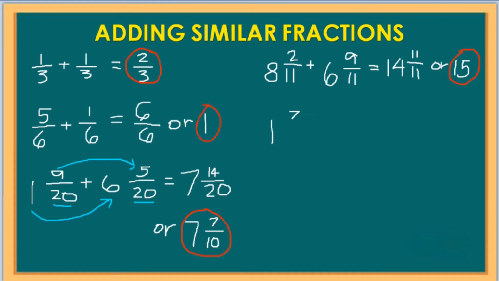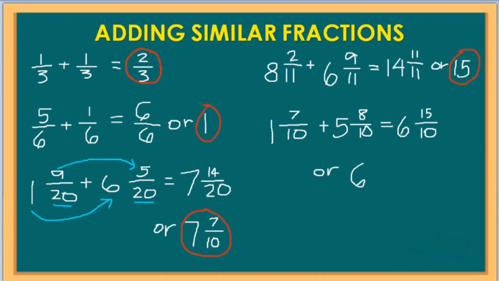Last example, 1 and 7/10ths plus 5 and 8/10ths. Add the whole numbers. 1 plus 5 is 6. Then add the numerators. 7 plus 8 is 15. Copy the common denominator, which is 10. So the answer is 6 and 15/10ths. However, 15/10ths is an improper fraction. So that is not the final answer yet.